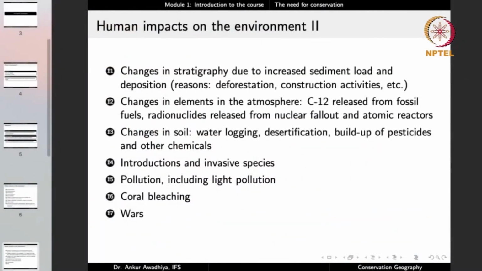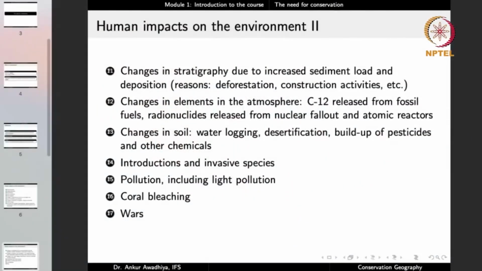We are also observing changes in stratigraphy due to increased sediment load and deposition. We are observing changes in elements in the atmosphere, and changes in the carbon-12, carbon-14 ratios. We are observing radionuclides that were never observed before in the history of the planet, because we are now making atomic weapons and atomic reactors. So those radionuclides that never existed before are now being created and released. That also has a huge impact on the environment.